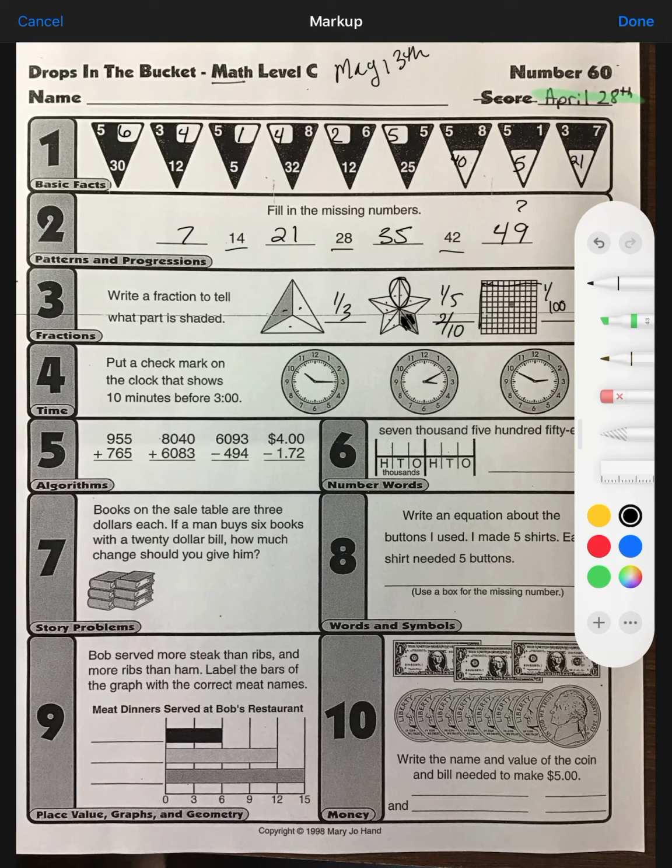Okay, number 4, time. Put a check mark on the clock that shows 10 minutes before 3. So before 3 is going to be 2:50.